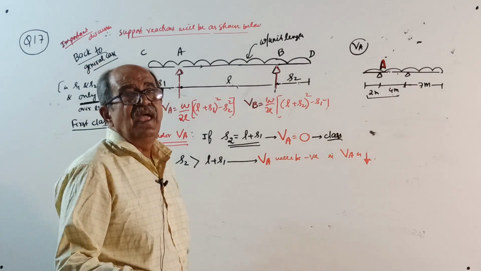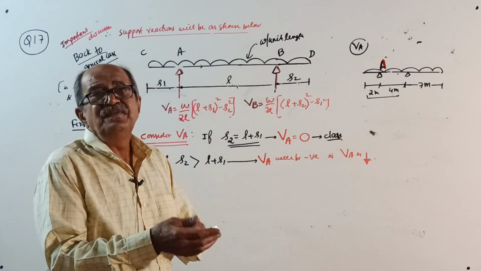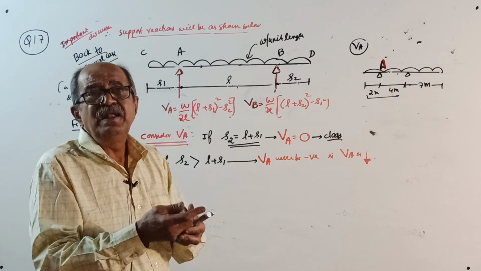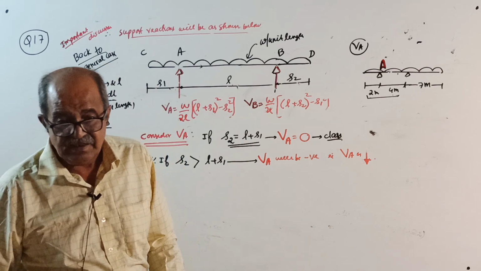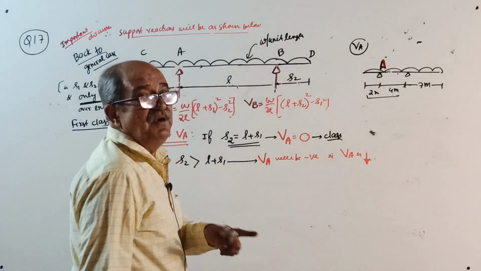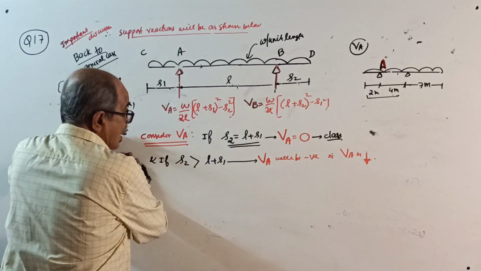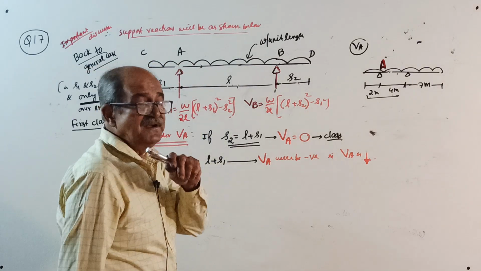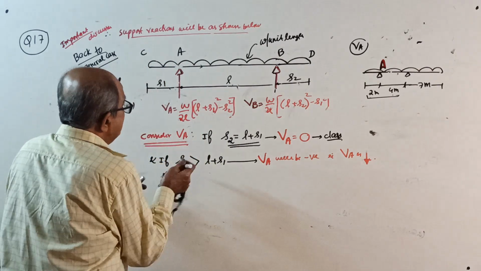Negative means what? Reaction is down, or the tendency is to lift it. If you want to prevent it, you have to give a downward reaction. Same way, consider VB. Lastly, I will tell you something. See, lastly, I will give more information for you. Same way, consider VB now.